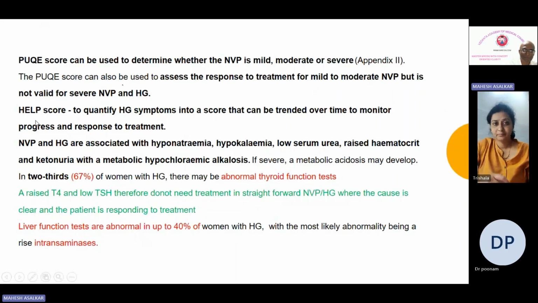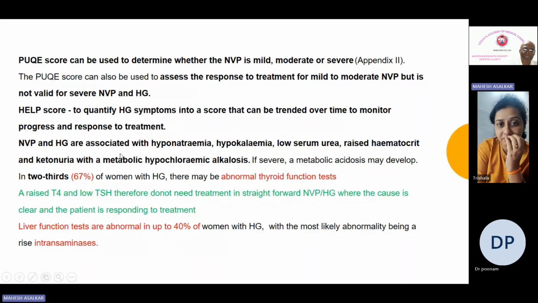Okay, while the HELP score, Hyperemesis Level Prediction, can quantify hyperemesis gravidarum symptoms into a score that can be trended over a period of time to monitor the progress and response to the treatment. So this can be used for all, and it can also monitor the response to the treatment.